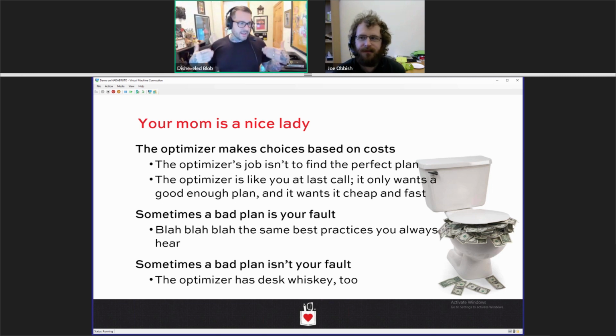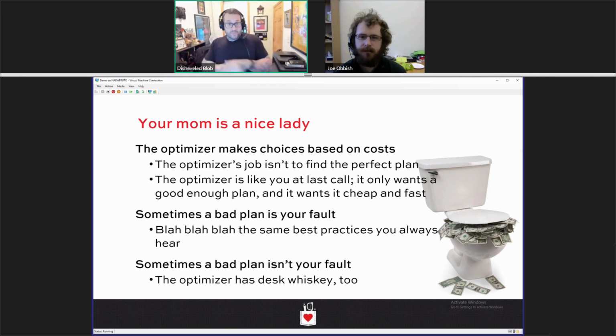But just keep in mind that the optimizer's job isn't to find a perfect plan. It's not the optimizer's job to say, every single time you run a query, I'm going to go to the bank on this. I'm going to figure out what the absolute best plan is. I'm going to test different plans. It doesn't do that. It's like you at last call, and it's just like, I want a cheap plan. I want it good, and I want it fast, and that's it. Just good enough, get out the door, done. Does not spend a lot of time thinking about you.